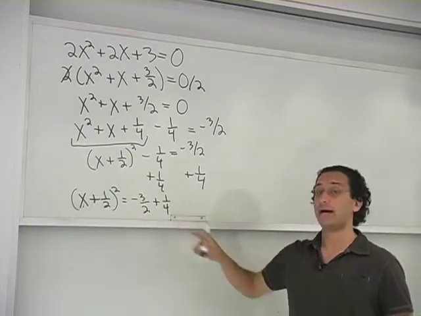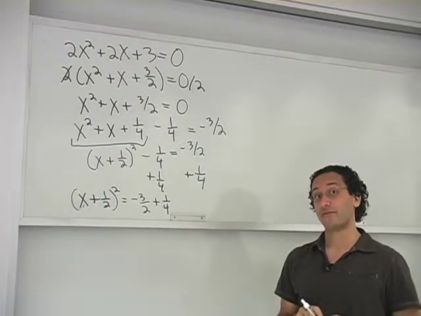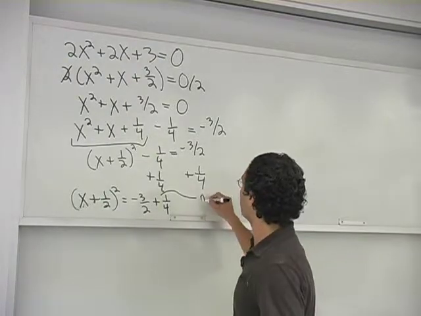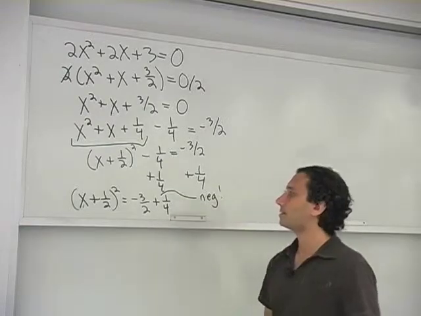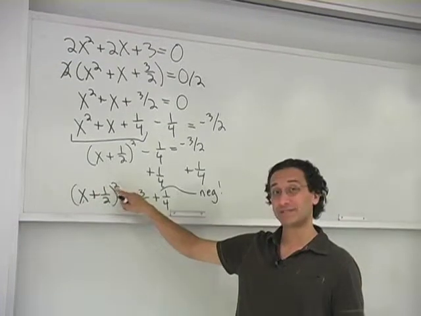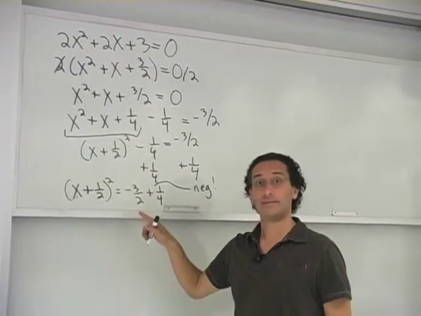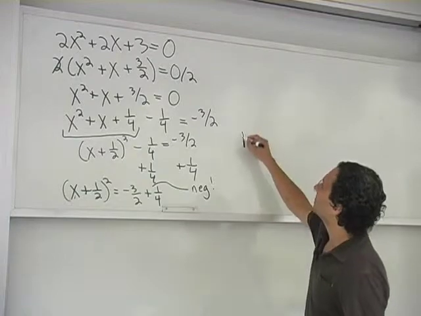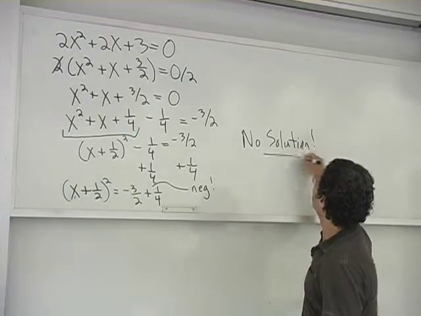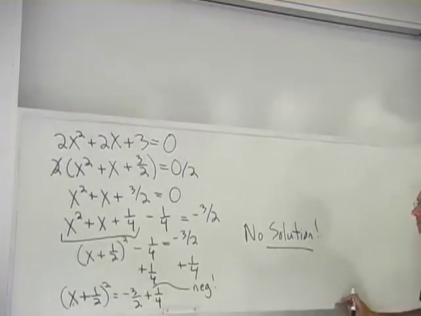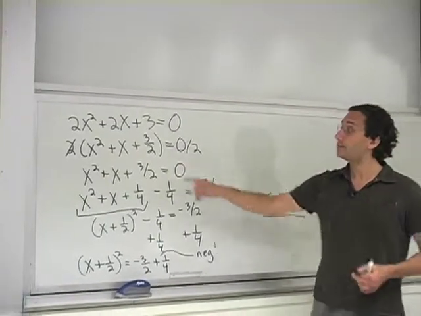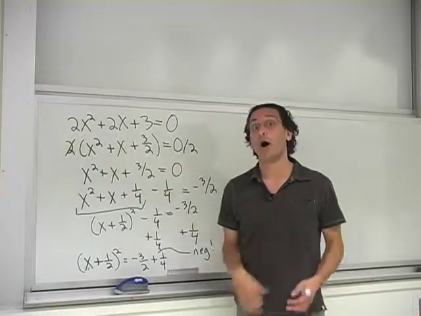What type of number is that? Minus 3/2 plus a quarter. It's a negative number. This guy is negative. Since we have a negative number, and we're saying here that we're squaring something and getting a negative number, this has no solution. So the key point in remembering completing the square is you need to have a leading coefficient of 1 before you begin.